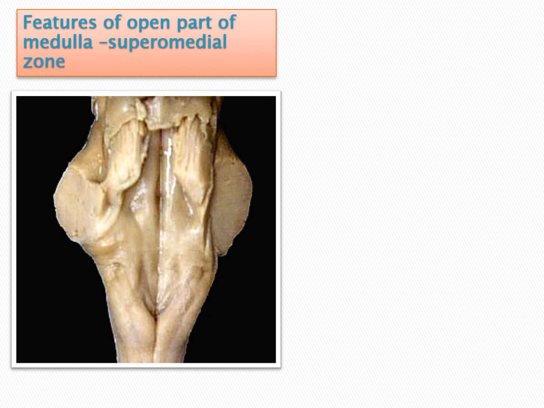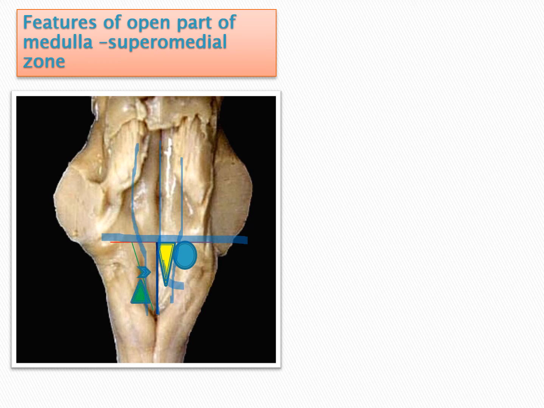So now we will see the features of open part of medulla, supromedial zone. So we are seeing only the floor of fourth ventricle. We will continue. Yes, we have this already. We know the pontomedullary junction is represented by the stria medullaris. You can see this is the stria medullaris, and it is now divided into two halves by this median sulcus, and again each half will be divided into two halves by the sulcus limitans.